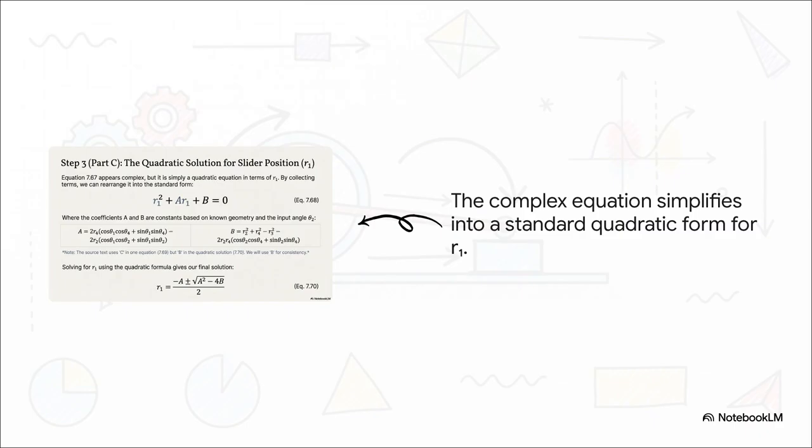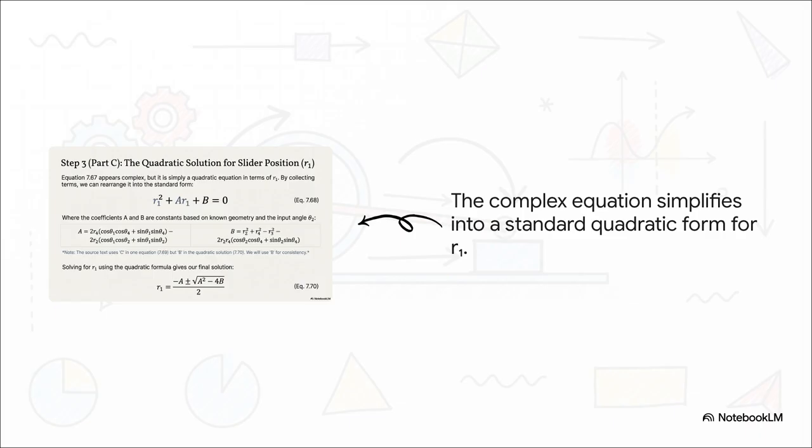You know, after all that complex algebra, you might expect a really messy result. But when we group all the terms together, something pretty amazing happens. It simplifies perfectly into a standard quadratic equation for r1. It's just r1 squared plus a times r1 plus b equals 0.